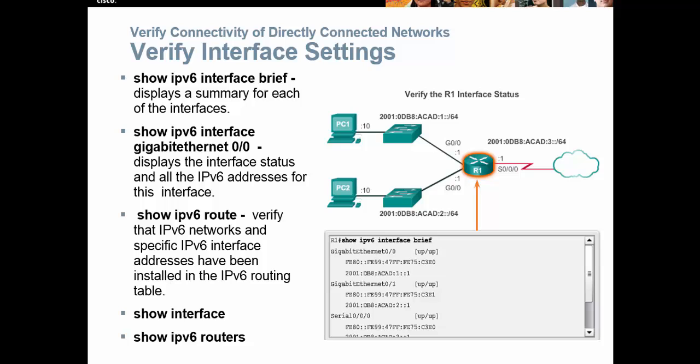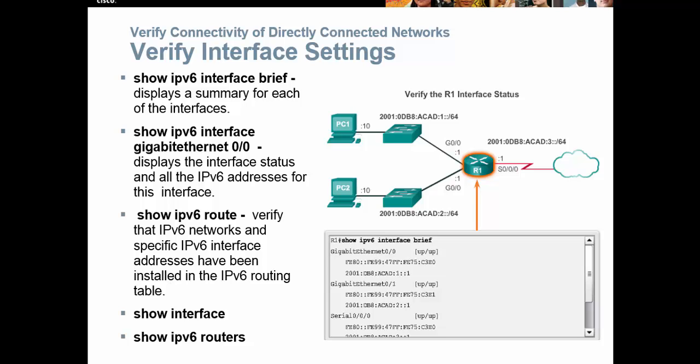To do the same commands with IPv6, it is show ipv6 interface brief. This will show you your IPv6 settings. You can do show ipv6 interface and the interface name itself, just like we did with show interface and the interface name. It displays the interface status and all the IPv6 addresses for that interface.